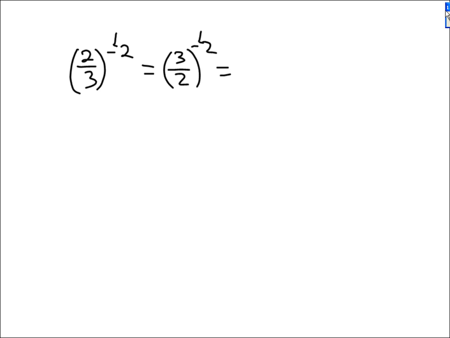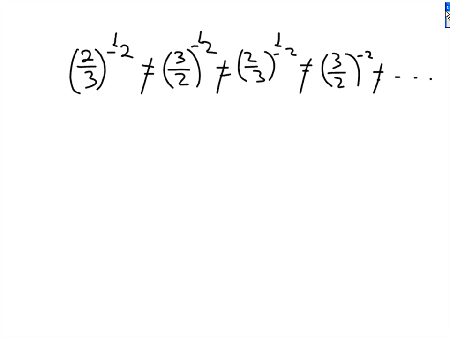The negative sign in the exponent is just a command or a request to flip over the base. If you have 2/3 to the negative 2, this negative sign says flip over the base. And now we're done with the negative sign. Don't put it back. If you put it back, it tells you to flip over the base again. This is silly.